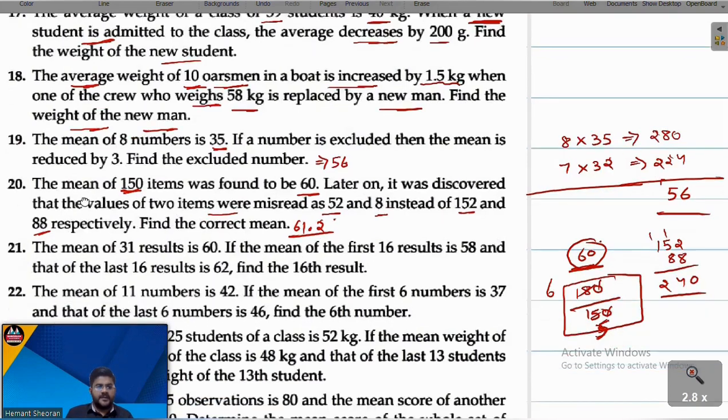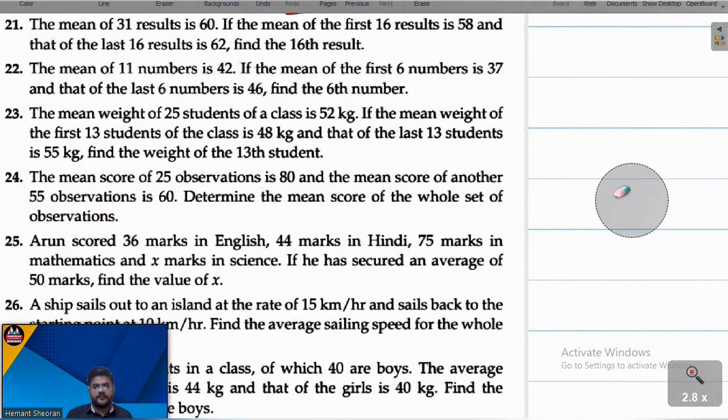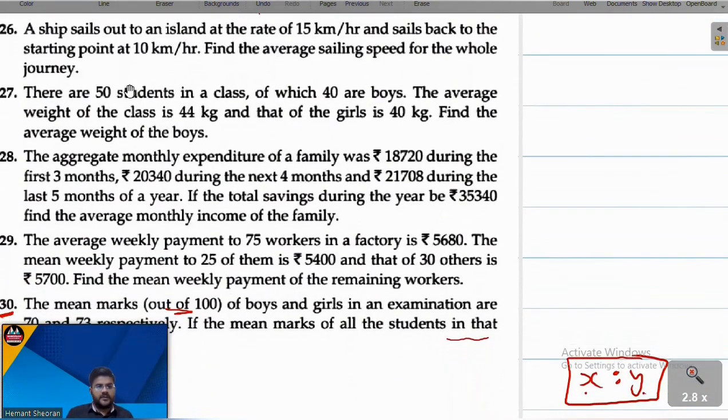Good. Okay, then question number 21 we have to discuss. What answer did you get for 21? 60. Yeah, 60 is perfect. Good. 22. 36. Yeah, 36 is also perfect. Then 23, 39. 39 is good. Then 24, 66.25. Perfect. Then 25, 45. 45 is good. Okay, you're getting correct answers in a row.